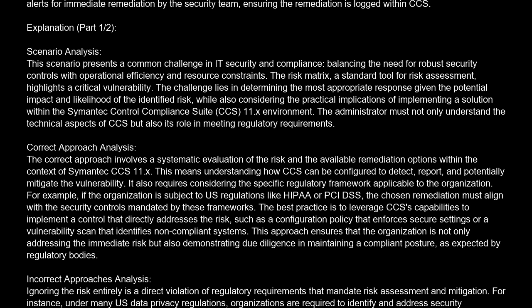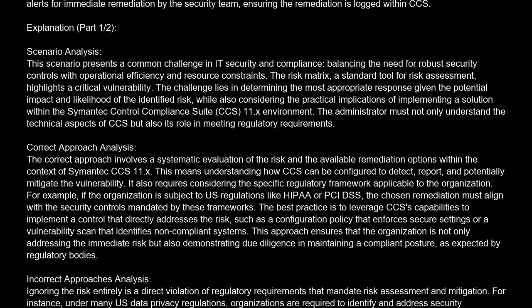Incorrect approaches analysis. Ignoring the risk entirely is a direct violation of regulatory requirements that mandate risk assessment and mitigation. For instance, under many U.S. data privacy regulations, organizations are required to identify and address security vulnerabilities. Failure to do so can result in significant fines and reputational damage.